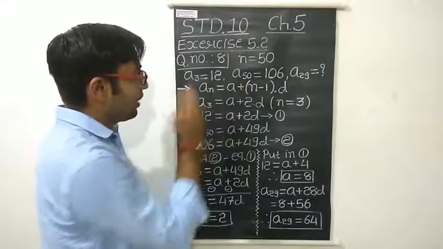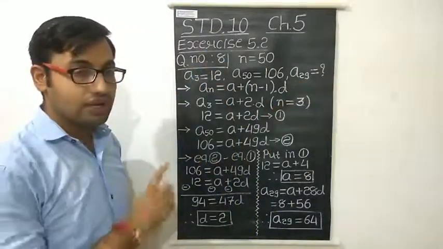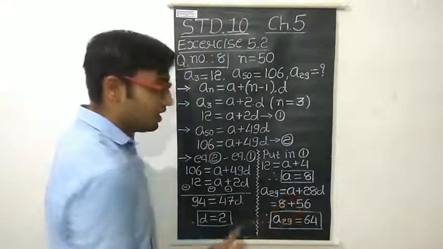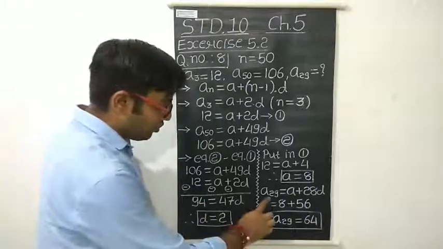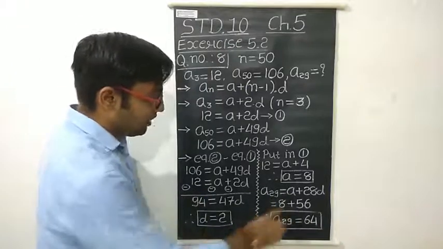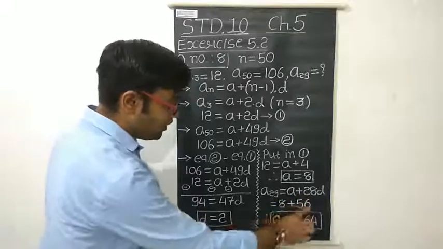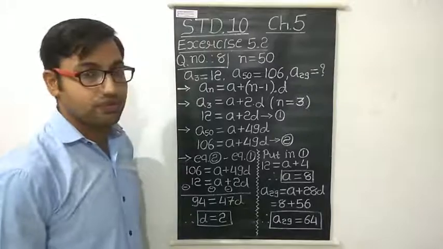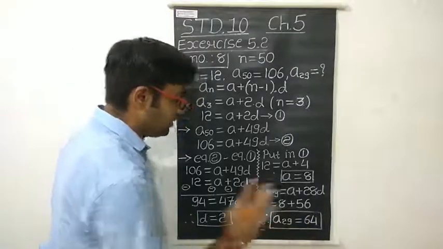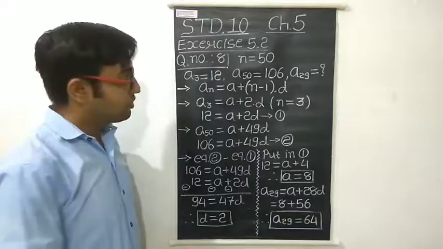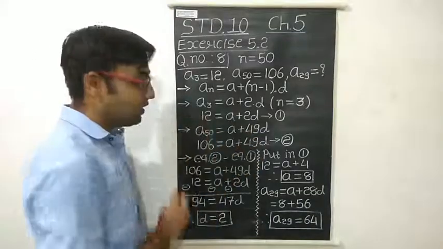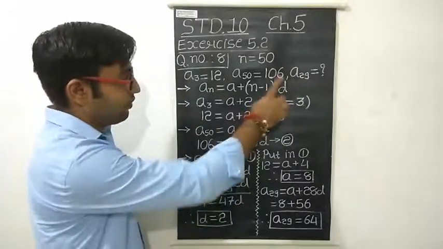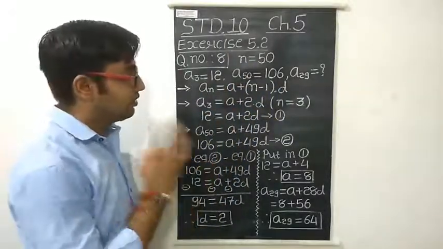Now using this formula, we can find the value of a29. Applying the formula, we get a29 equals a plus 28d. a is 8, plus 28 times d, and d is 2. 28 twos are 56, and 56 plus 8 is equal to 64. So we get a29 equal to 64. In this way, by making two linear equations and solving them by the elimination method, we can find the value of any asked term.